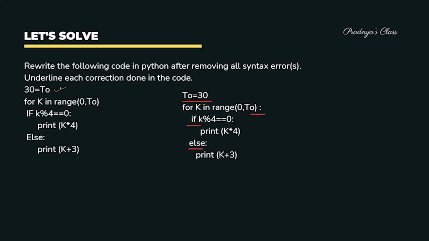This is wrong. Generally we write the variable on the left hand side and value on the right hand side. So this is the error number 1. Let's proceed with the next statement. In for, colon is missing. So this is the error number 2. So we have rectified here.